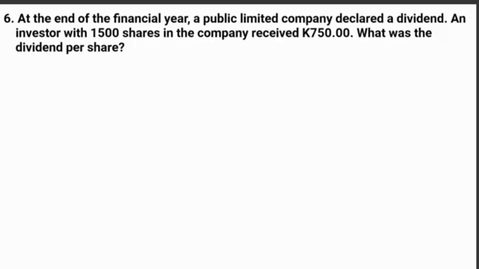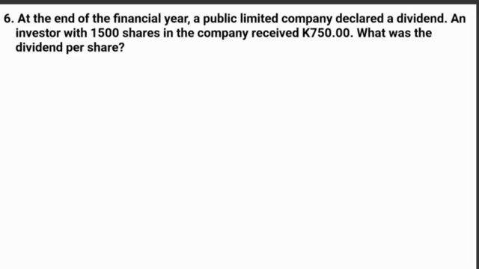Question 6 was: at the end of the financial year, a public limited company declared a dividend. An investor with 1,500 shares in the company received 750 kwacha. What was the dividend per share? Okay, so in other words, here they're asking us the price for each share. So we are going to determine the price of each share by using the amount an investor received and the number of shares he had.